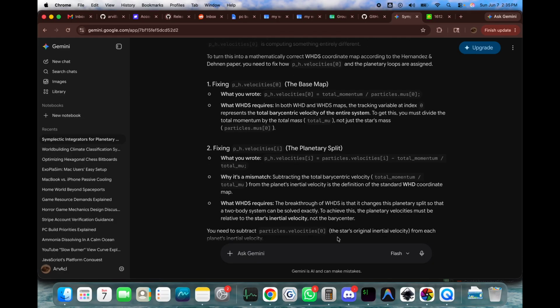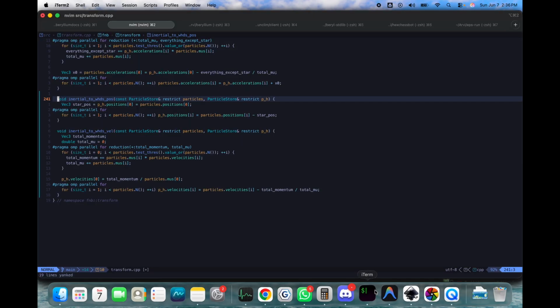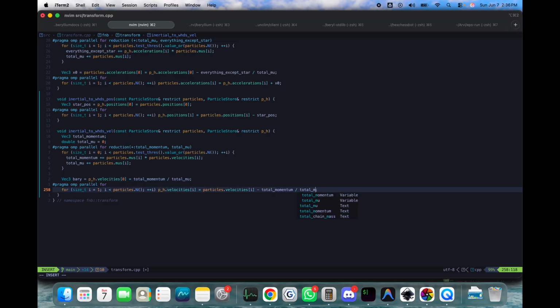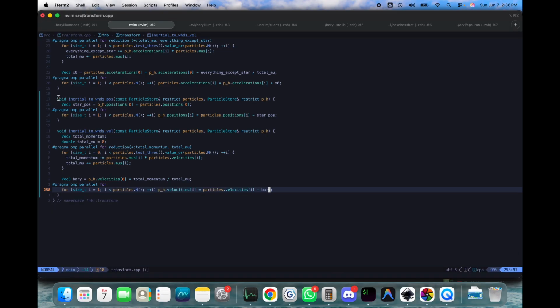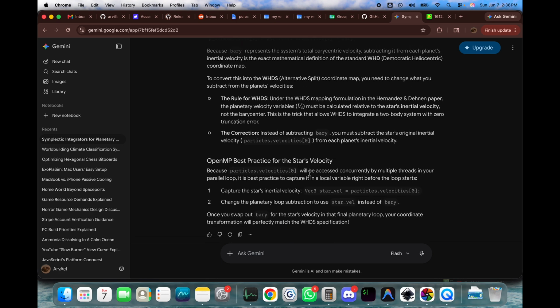Okay. Sends to zeros, WHD and WHDS. The zero, but the total barycentric velocity. Okay, so it has to be divided by the total mass too. Okay. Total mu, and at this point, vector bary is just. I can just do this now. Okay, now bary integrated to val.